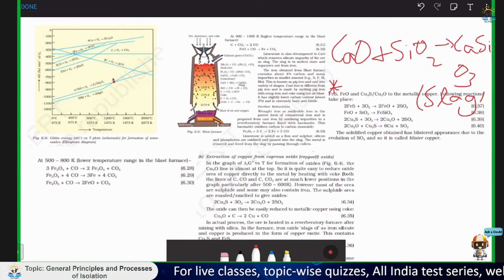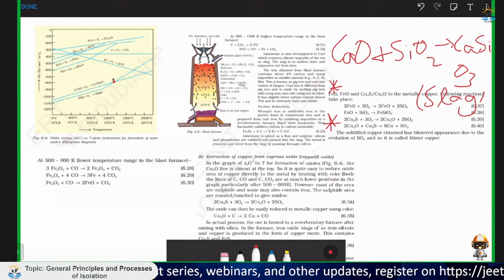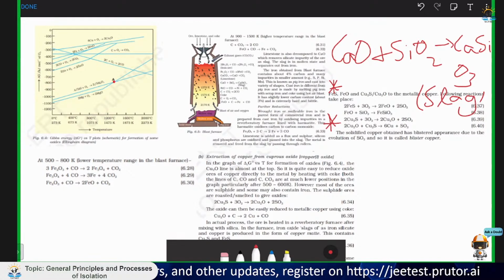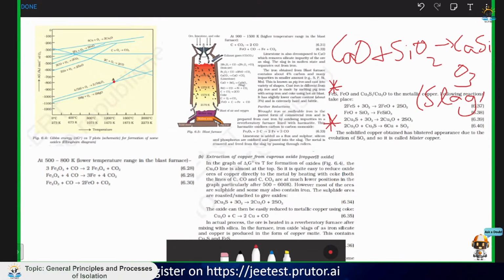Further reduction to more pure iron gives wrought iron or malleable iron. It's the purest form of commercial iron and is made from cast iron by oxidizing the impurities in the reverberatory furnace lined with hematite. This process is called puddling. This hematite oxidizes carbon to carbon monoxide. Limestone is added as flux. And sulfur, silicon, and phosphorus are oxidized and pass into the slag.